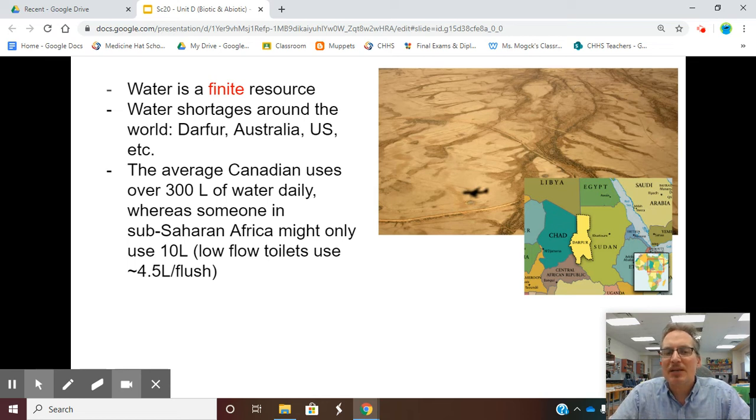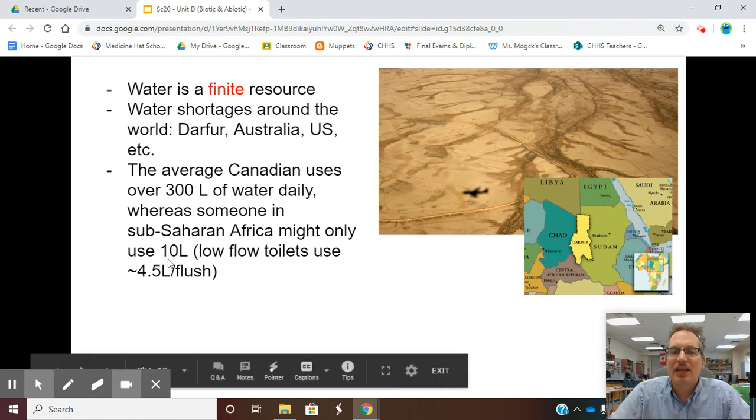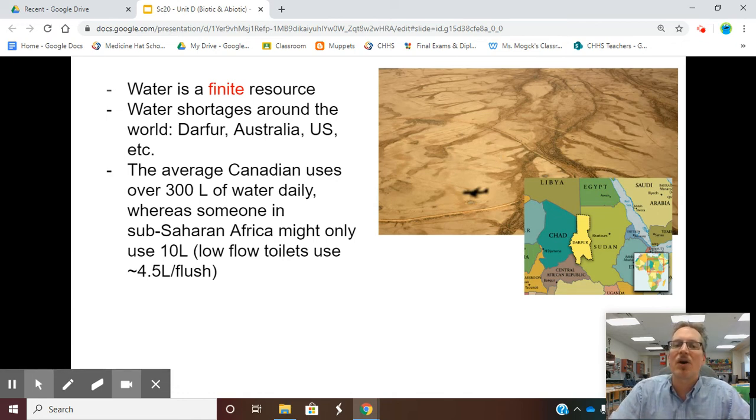Put this in perspective. If we use a low flow toilet at your house, for every flush, you're using approximately 4.5 liters of water. So you can see that in sub-Saharan Africa, where it's a lot of sand and very little water, they can't waste water in this regard. So honestly, 2 flushes of the toilet in your household means they've used up their consumption of water for the day almost.